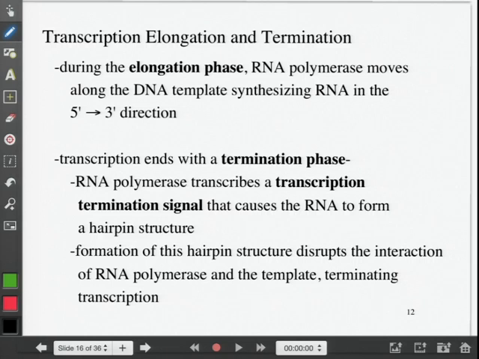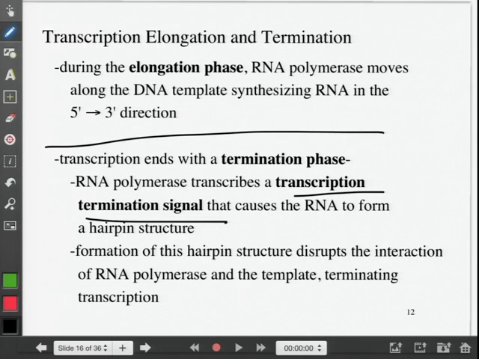What happens is the RNA that comes off from the termination signal is complementary to itself. And the RNA actually hydrogen bonds to itself. That's recognized by a complex, which kicks the RNA polymerase off the template. Okay? And so that's what this is talking about. Transcription ends with the termination phase. It transcribes through this signal, which is a sequence of RNA that forms a hairpin, that disrupts everything.